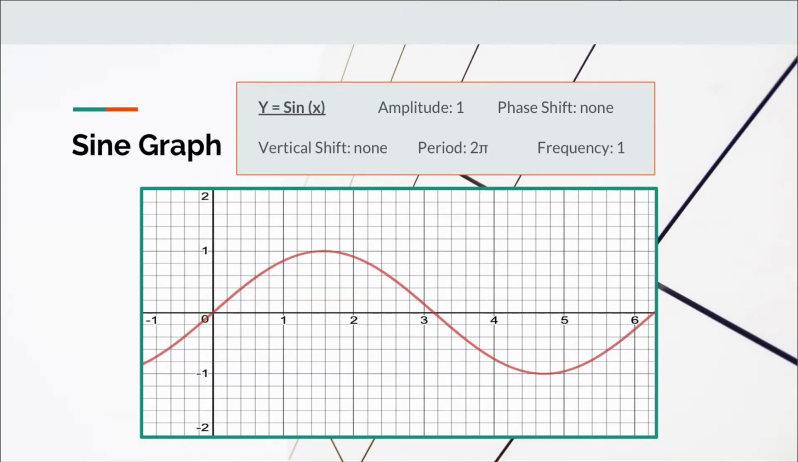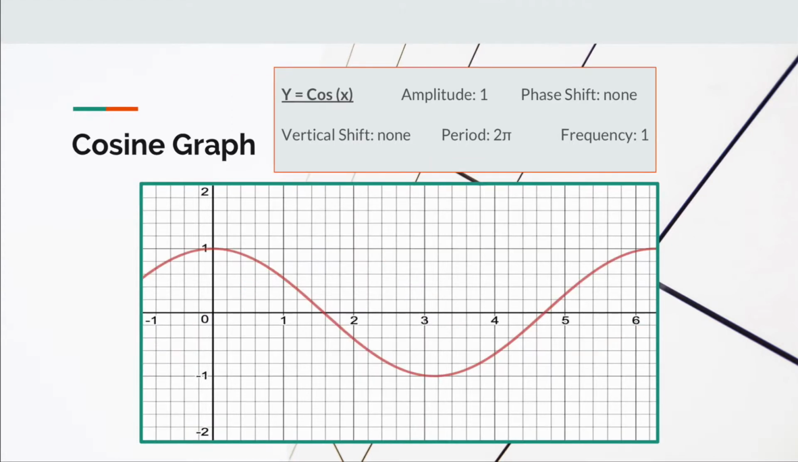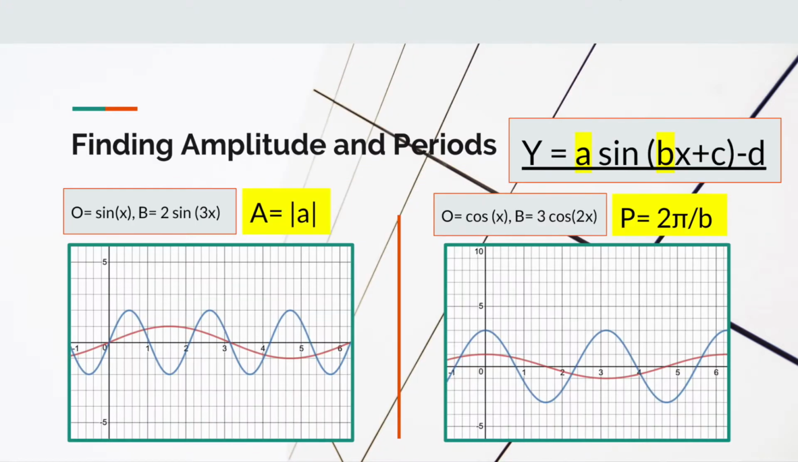This is the standard sine graph. As you can see, it has a wave-like shape that goes through the origin. It has an amplitude of 1, no phase or vertical shift, a period of 2 pi, and a frequency of 1. We will learn how to find all of these later. This is the standard cosine graph. It, as well, has a wave-like shape, but does not pass through the origin. It has an amplitude of 1, no phase or vertical shift, a period of 2 pi, and a frequency of 1. Now that we know our basic graphs, we can learn how to find amplitude and period.